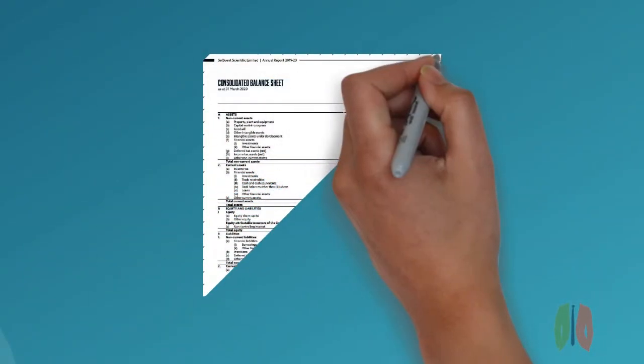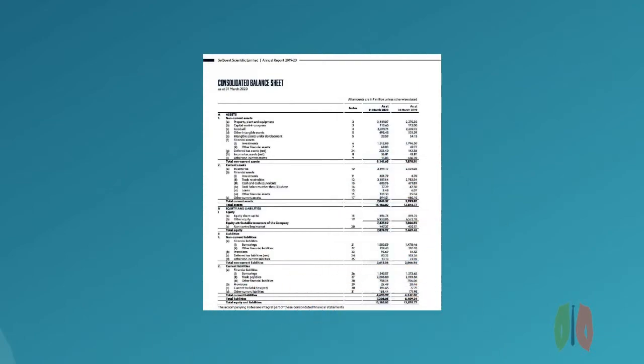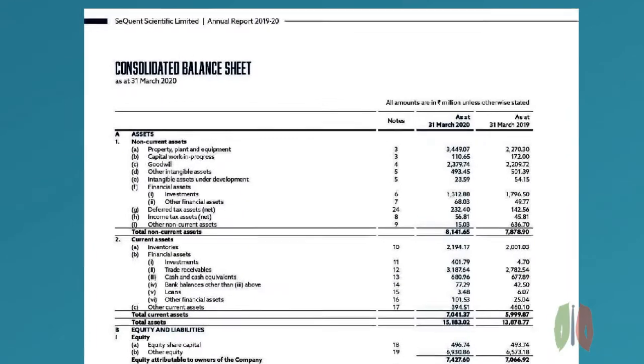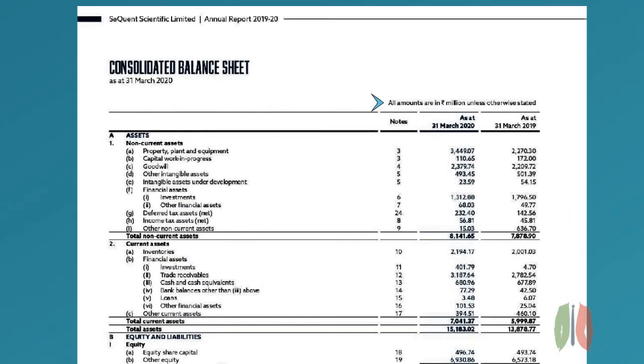This is the consolidated balance sheet of Sequent Scientific Limited for the financial year 1920, and here we can see at the top right all amounts are in millions, that is 10 lakhs, unless otherwise stated. So the figures mentioned in the statement, the base value will be 10 lakhs.